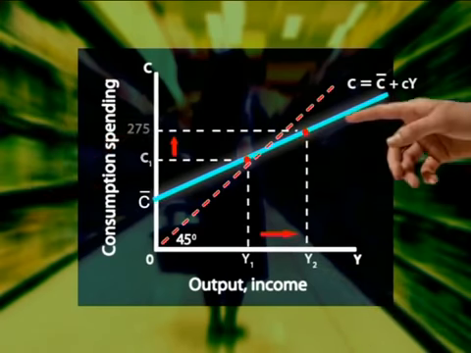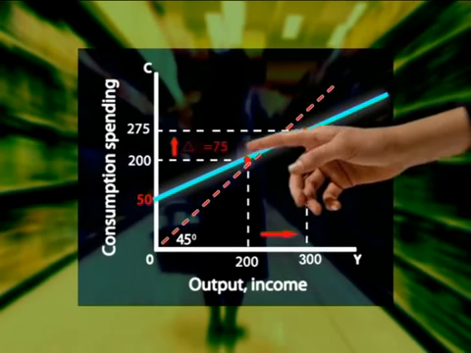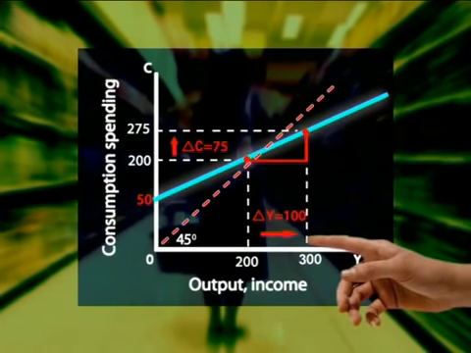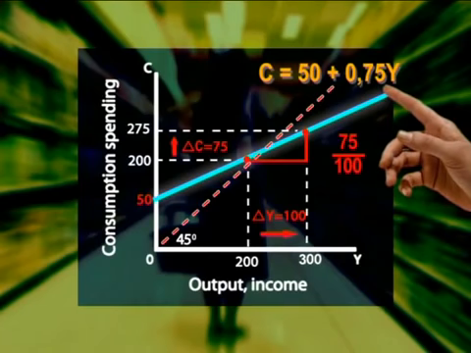The slope or angle of the curve is determined by the marginal propensity to consume. It's equal to the change in C divided by the change in Y. Now, if income rises by 100 and the resulting change in consumption spending is 75, the marginal propensity to consume is 75 divided by 100, which is 0.75. This means that for every £1 rise in income, consumption spending goes up by 75 cents, and 25 cents is saved. The value decides the slope of the line.